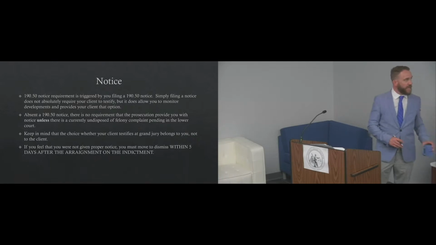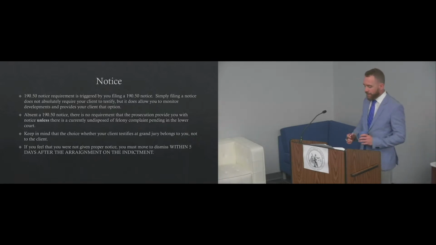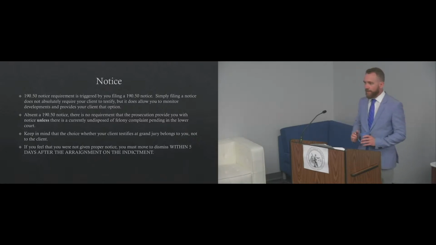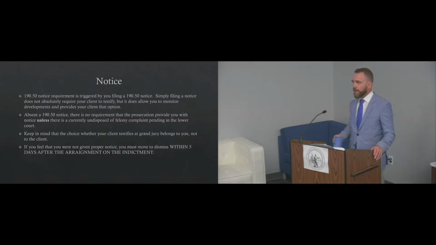In a case that you feel you were not given proper notice of a grand jury presentment, you have to move to dismiss within 5 days after the arraignment on the indictment. And that's very strict. I've never seen a motion granted where it was untimely in that way. So in a case where you don't think you got the proper notice, you have to get that motion out right away.